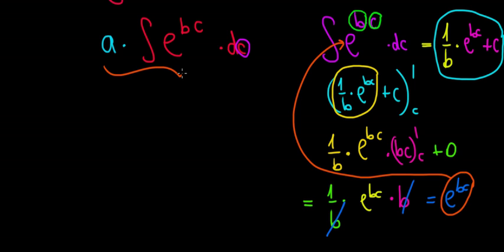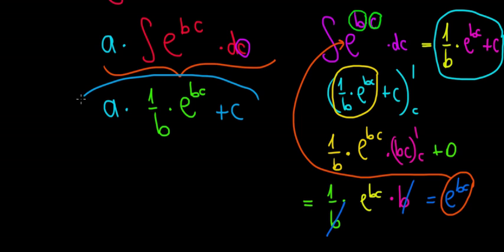Now, how does this apply to our function? Because we actually just solved it. Well, we will keep the constant a, and when we integrate e to the power of bc times dc, well, we saw that the result over there would be equal to 1 over b. So we have 1 over b times e to the power bc, and then we add a constant. So plus a constant, and that would be the result. And we are done.